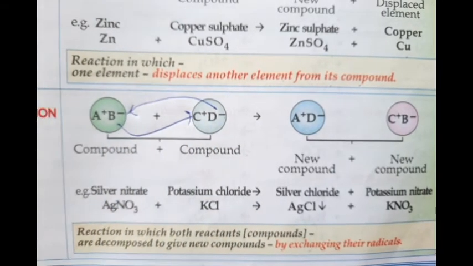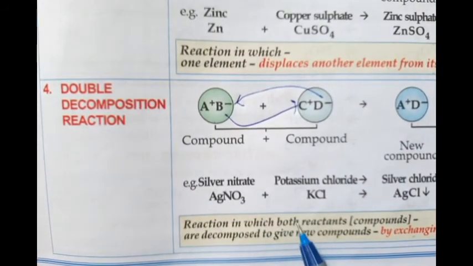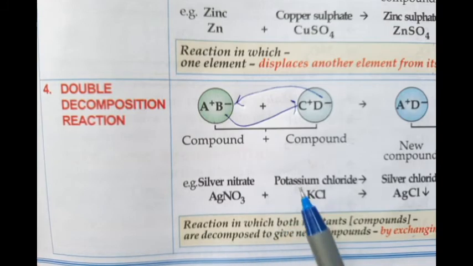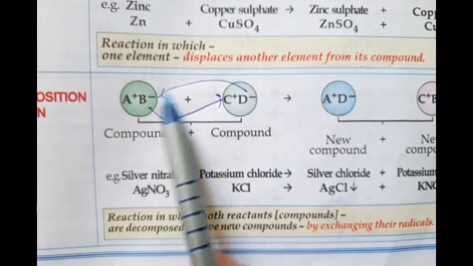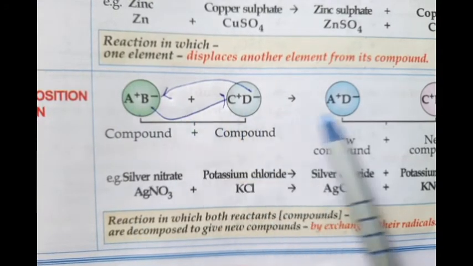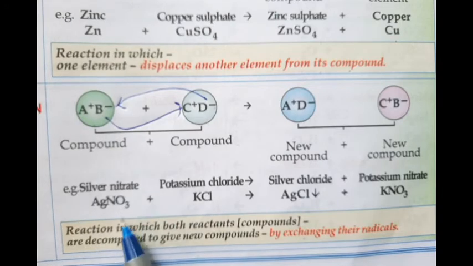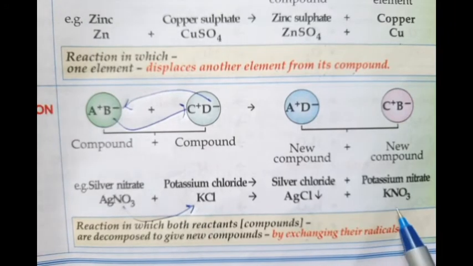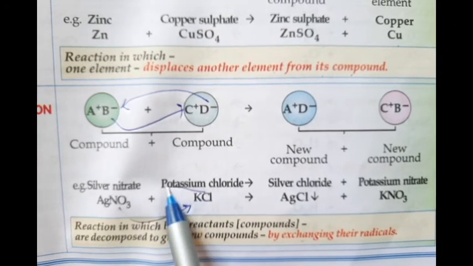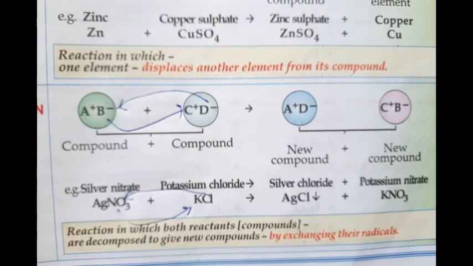So here also what you have to do? Definition of double decomposition reaction. These are those reactions in which both reactant compounds decompose to give you new compounds by exchange of radicals. One will go here, the other will come here. Below that, example. General one, you give the general example, and the particular one where silver nitrate reacts with KCl. So when this reacts, this NO3 will go to K to form KNO3, and this Cl will come to Ag to form AgCl, which is a precipitate actually.